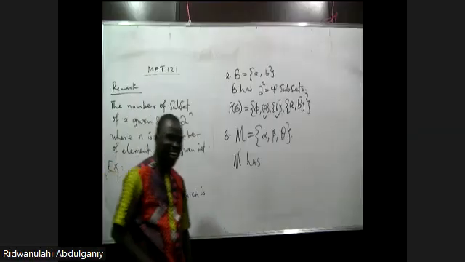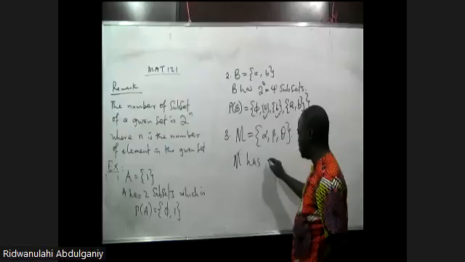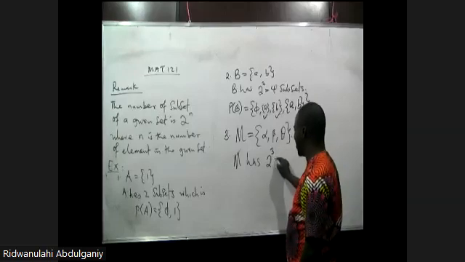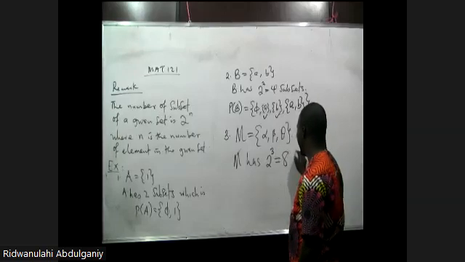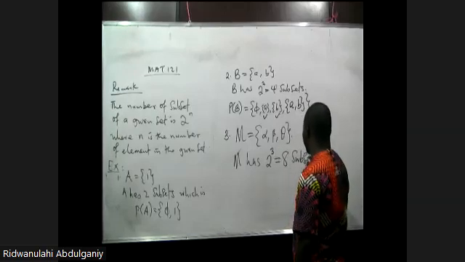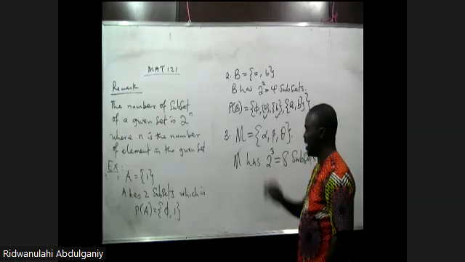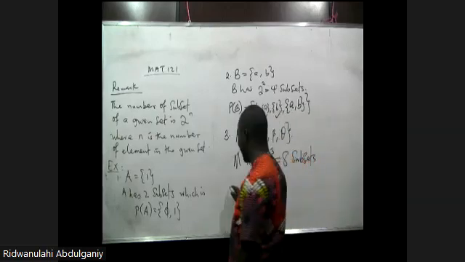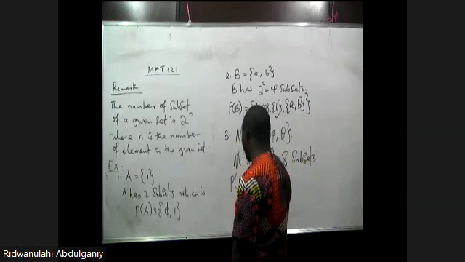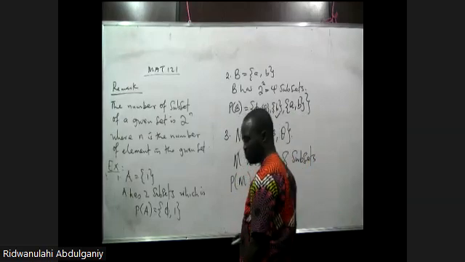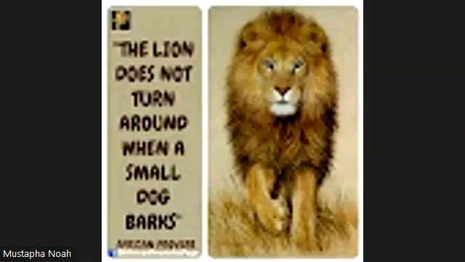8, sir. No problem. 2 raised to power 3 equals 8 subsets. It must have 8 subsets. So let's now generate the 8 subsets. What is the first subset?